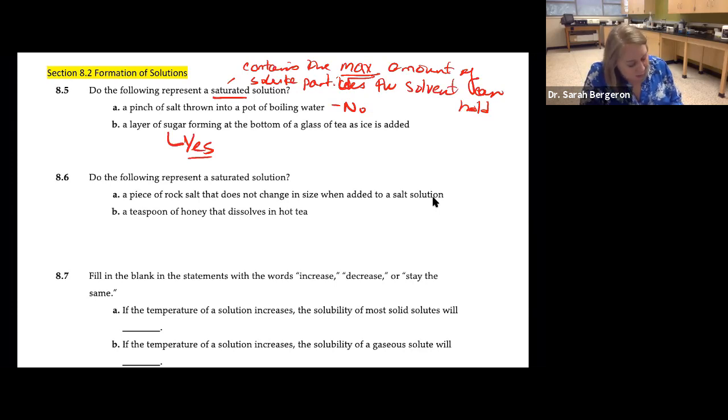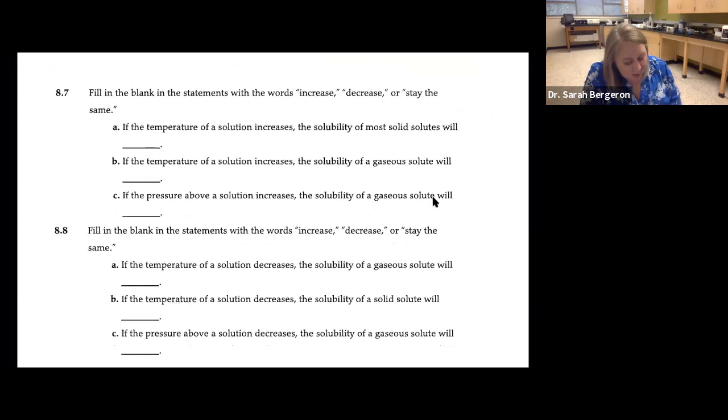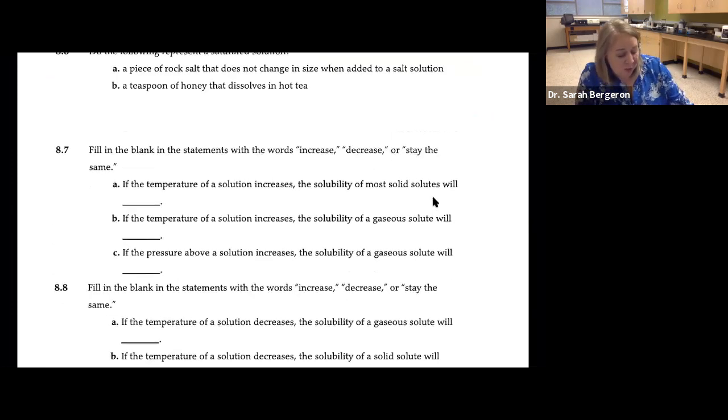All right, fill in the blank statements with the words increase, decrease, or stay the same. So my suggestion to you is, before you start reading this and get a little bit confused, maybe write yourself a few notes, right? So if you have a liquid and you increase temperature, what happens? You increase solubility.